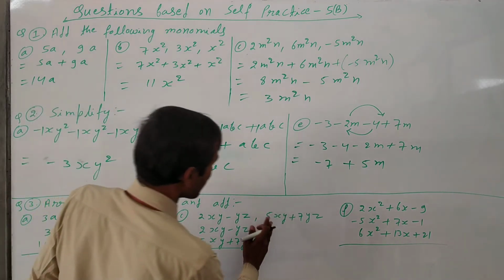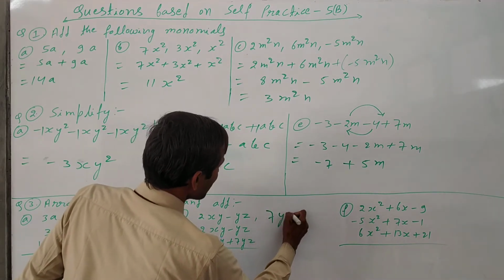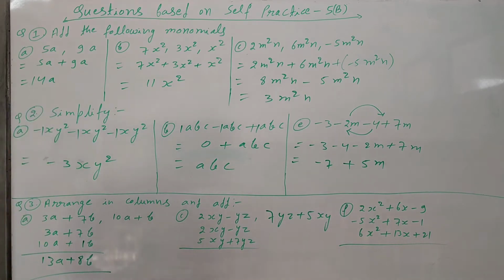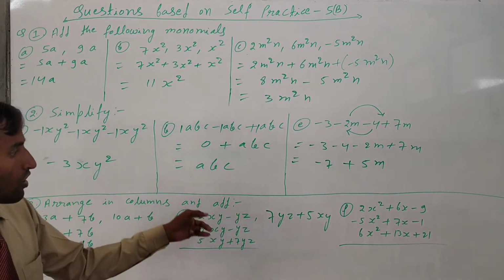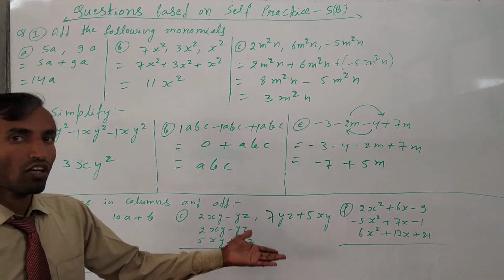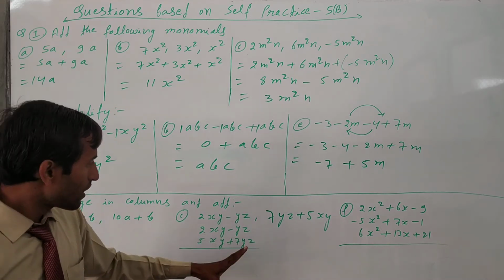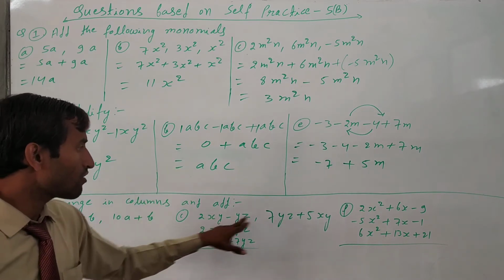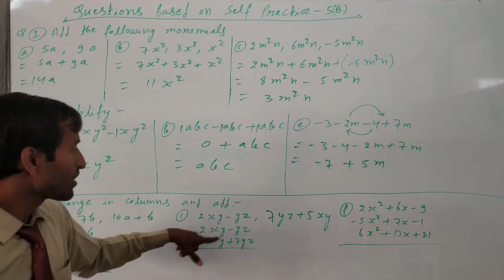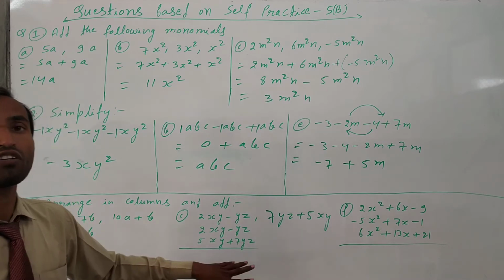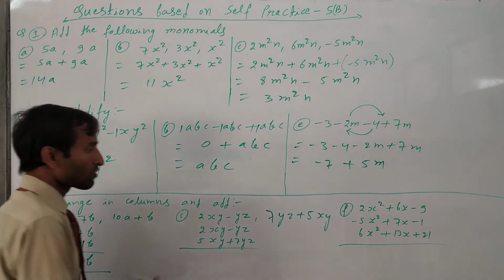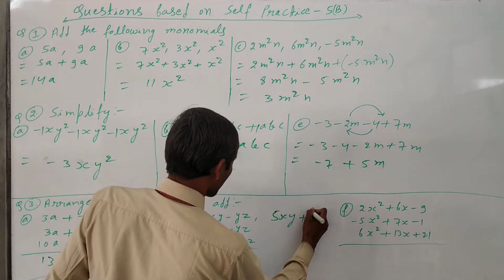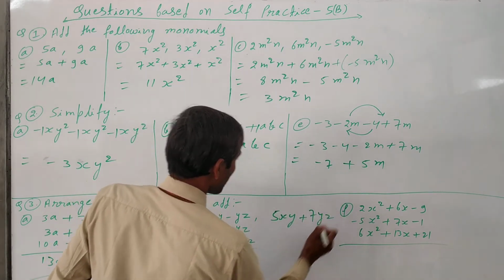If the question is given like this, 7yz plus 5xy, whatever is given, either arranged or non-arranged, jumbled or non-jumbled, we have to first of all arrange. Whatever like terms, xy will come with xy only in the below, and yz will come with yz only in the below. So the first process is just arranging whatever is given in the algebraic expression.